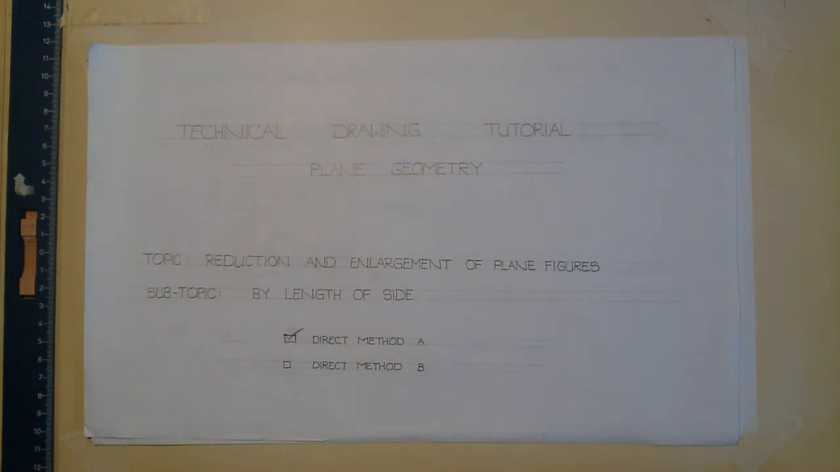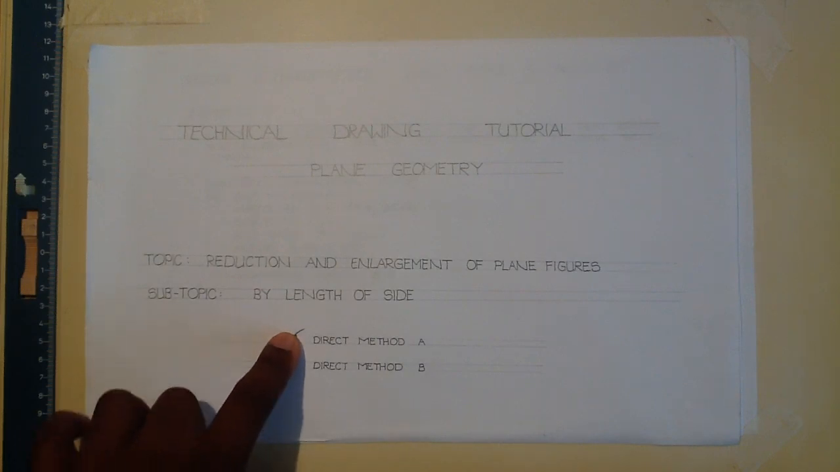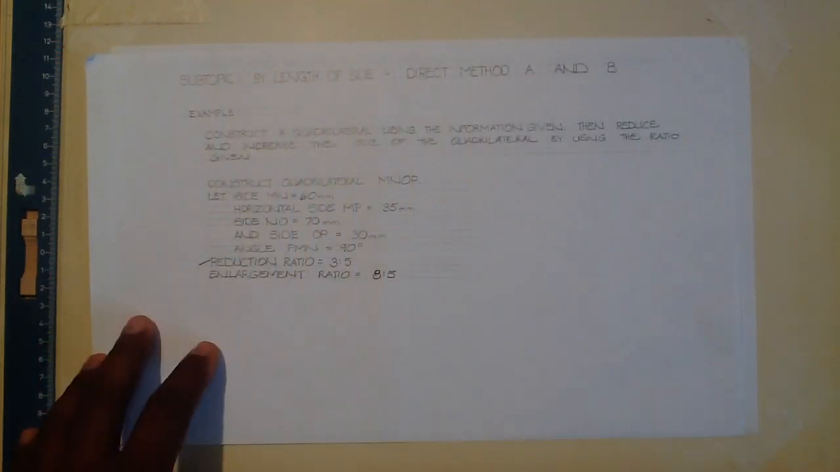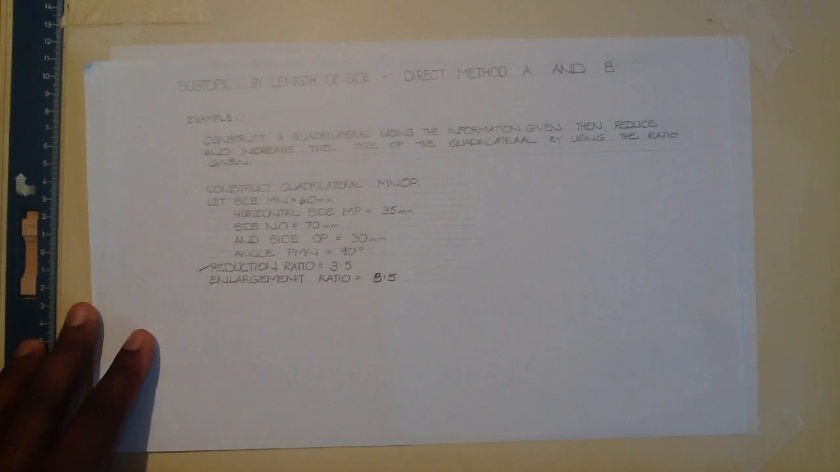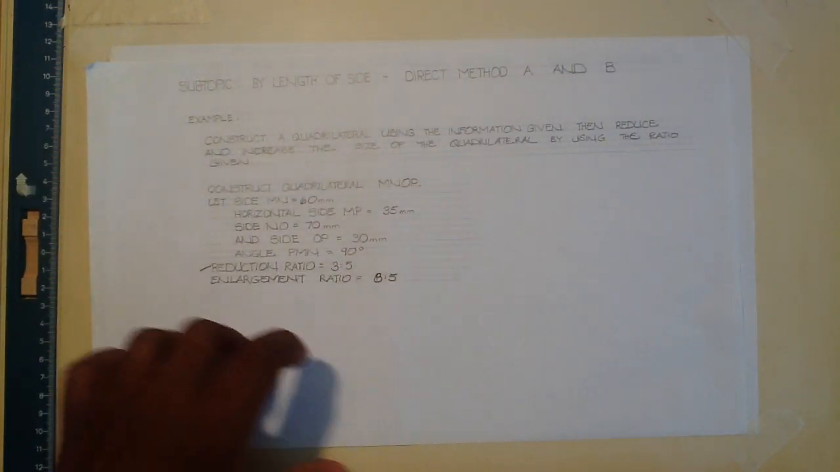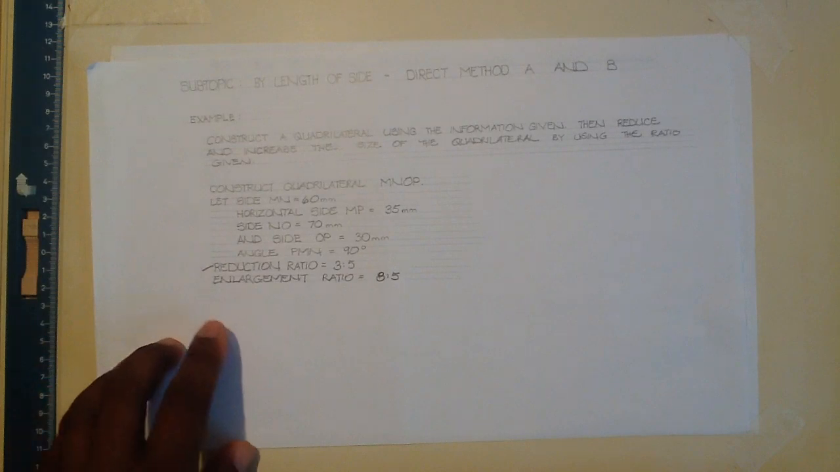In our tutorial, we'll be looking at the topic reduction and enlargement of plane figures. Our subtopic is by length of side, and we're going to use the direct method A. Our example tells us to construct a quadrilateral using the information given, then reduce and increase the size of the quadrilateral by using the ratio given.